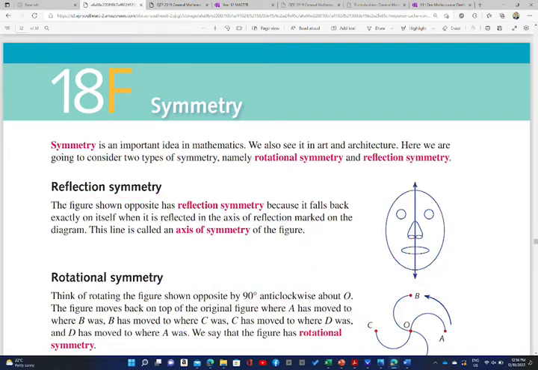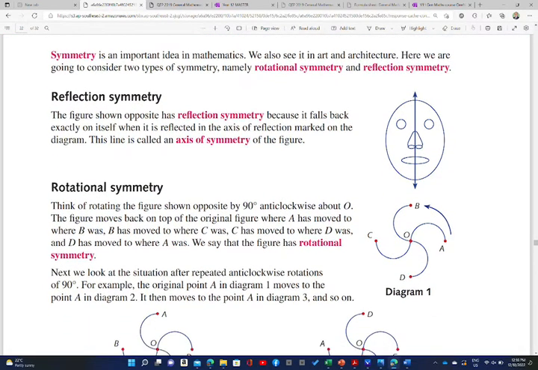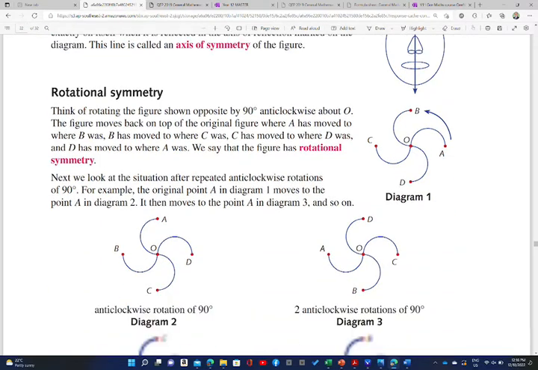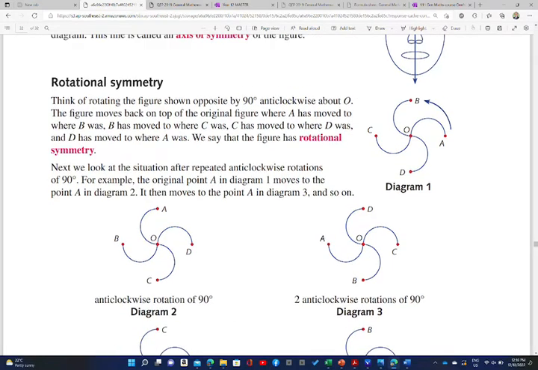So let's just scroll up. If you look at diagram 1 there, you'll see that all of the points are going around the origin, and in diagram 2 and diagram 3, you'll see that the points are all just moving around the origin. They stay the same distance from the origin. Everything is the same, and that's rotational symmetry.